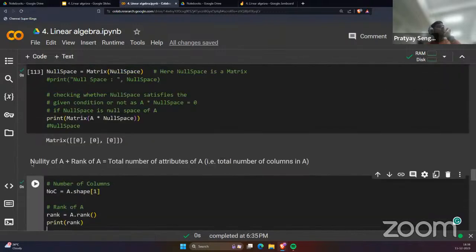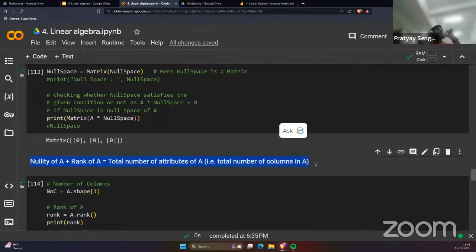So this is very important. Just remember that the nullity of a matrix, if added to the rank, will give you the total number of attributes, or total number of columns or variables in the matrix.